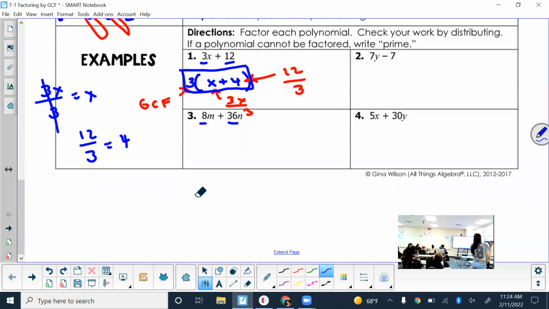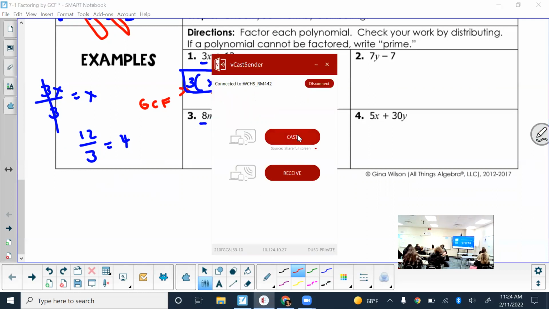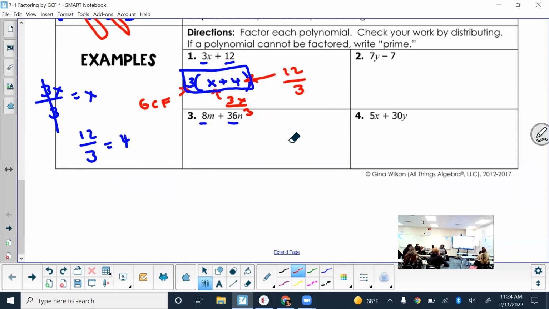Not into the 36. So if I wasn't sure, I can make a factor tree of the 8. And what goes into 8? 2 and 4. I know 2 for sure goes into both, but you want the greatest common factor. Can the 4 go into both? So that's part of my GCF.